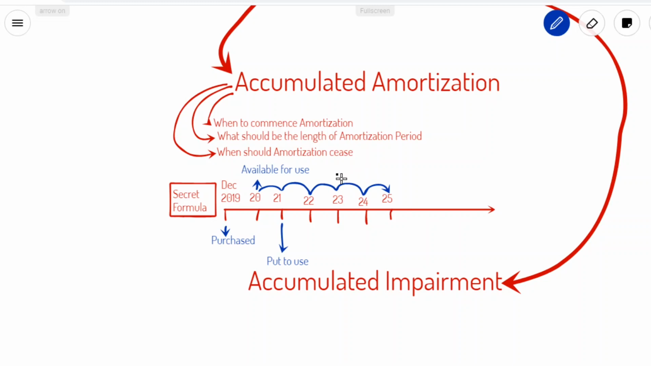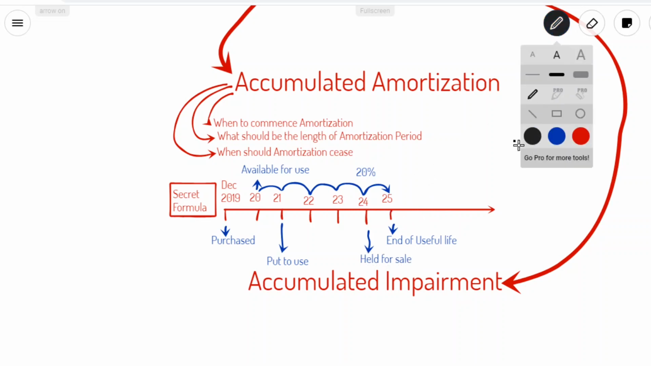Now, if that asset's life is 5 years, that's what we call the useful life. If the useful life is 5 years, we shall start counting those 5 years from 2020, which means the useful life ends in 2025. And if the amortization method is straight line, we would expect to amortize it 20% every year. However, if that intangible asset is held for sale 1 year prior to its derecognition, now should we continue to amortize it in the last year as well?